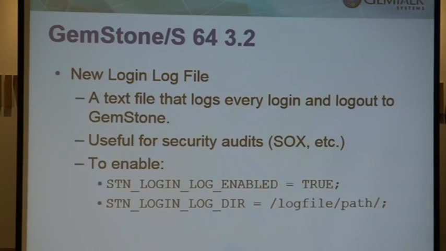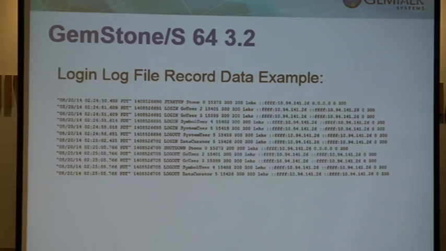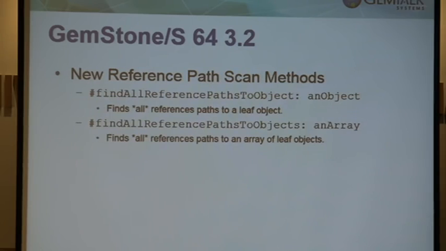Some of our customers, banks like JP Morgan, for example, want to have lots of audit trails. Everybody who logs in, we need to keep a record of it. So we have some logging capability, capturing timestamps, what they did, session ID, process ID, Unix ID, what the client IP was, and so on. So there's a file that you can look at.